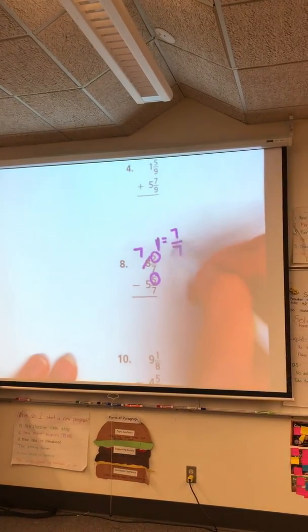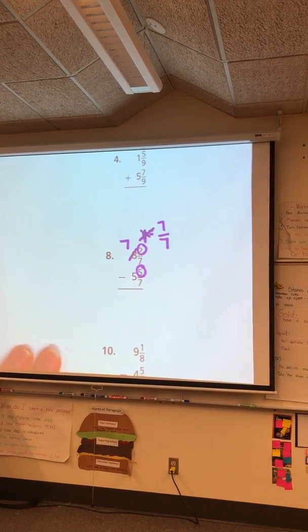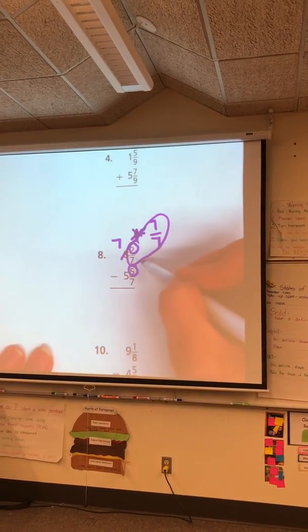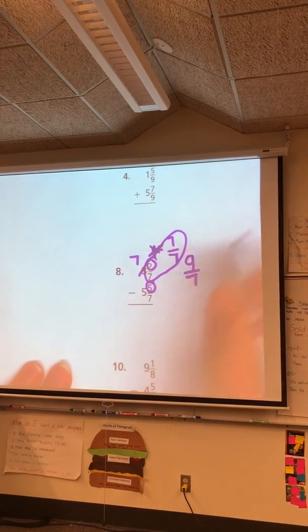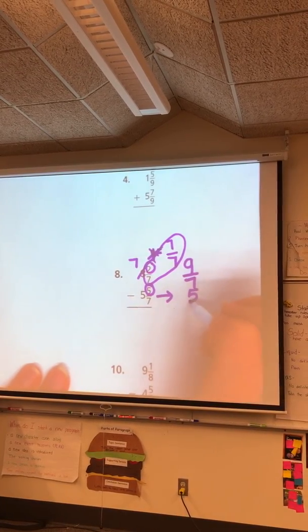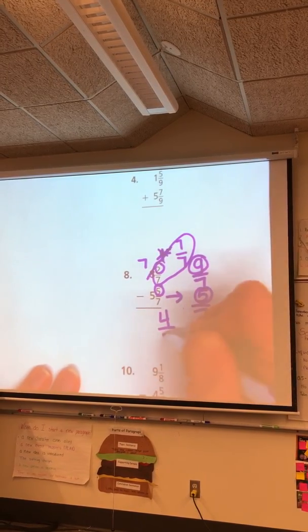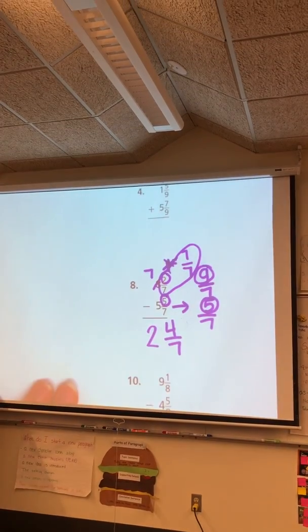Okay? Now I know that I have not 1, but I have 7 sevenths. It's the same thing, but I have to have it as a fraction. I already had 2 sevenths there. So I have 2 sevenths and 7 sevenths, making it 9 sevenths. Now I can subtract my 5 sevenths from that, and 9 minus 5 is 4, my 7 stays a 7. And then I do 7 minus 5 is 2, for 2 and 4/7.